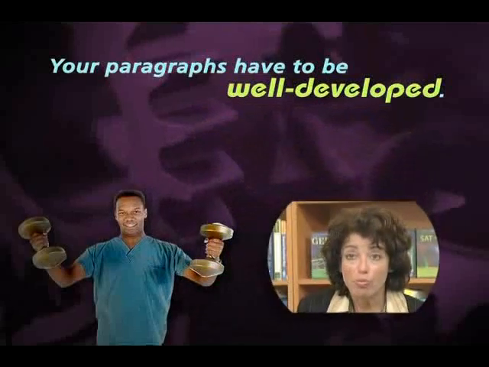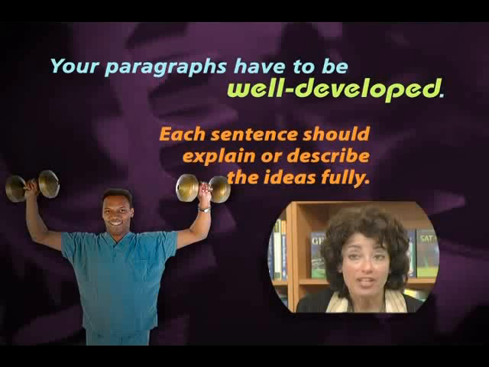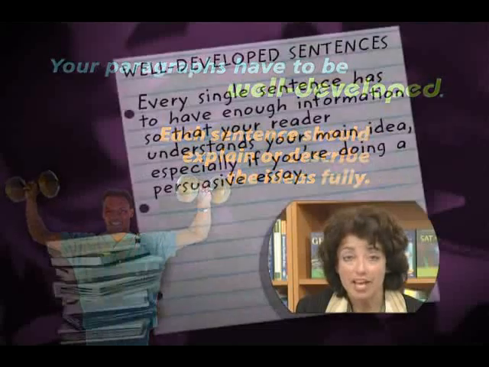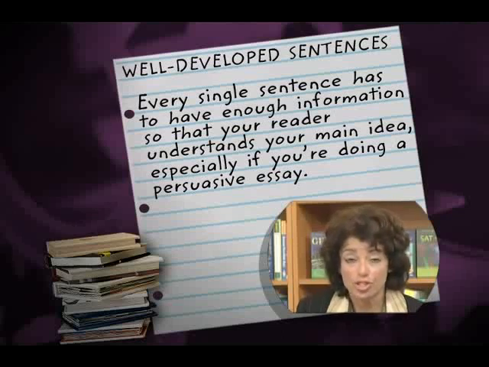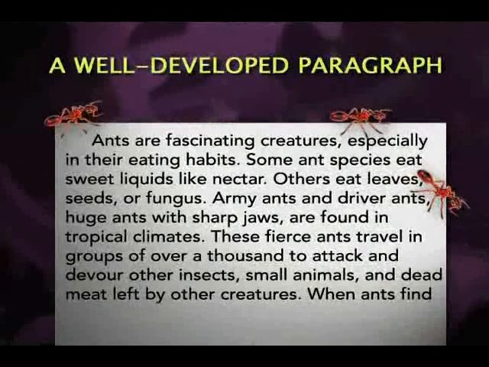So I work this through by looking for dates, by looking for details, and by looking for things that created logic. We also said that your paragraphs have to be well developed, fully developed, by having sufficient information. Every single sentence has to have enough information so that your reader understands your main idea, especially if you're doing a persuasive essay, so your reader is persuaded that you are correct. Here's an example of a well-developed paragraph. As I read it, look for the specific examples and details. Ants are fascinating creatures, especially in their eating habits.